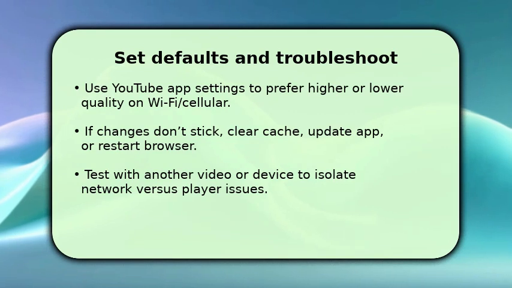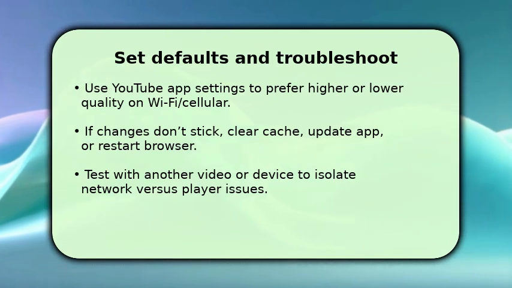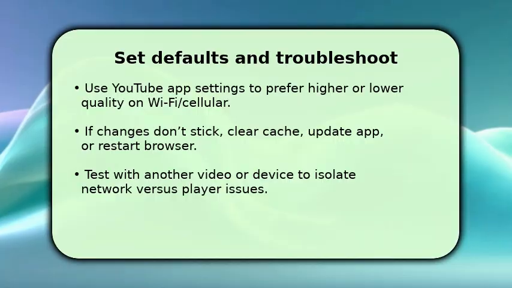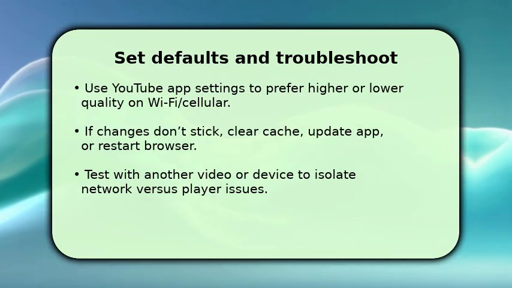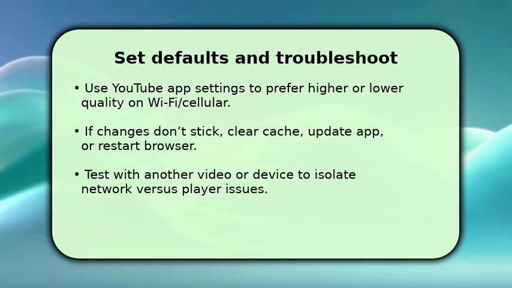Finish by setting preferences so you don't repeat steps. In the YouTube app, open Settings, Video Quality Preferences, and choose defaults for Wi-Fi and mobile data. On desktop, rely on manual selection each session or use browser extensions cautiously.